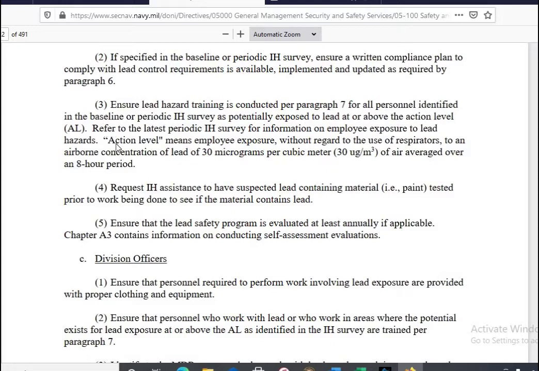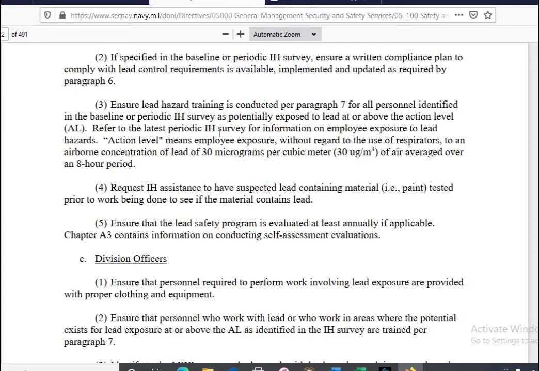So action level is defined as AL. So that's basically like how much employee exposure occurs. So how exposed are you really to lead? Whew, that was hard to get out. So this is what action level, or exposure level, is considered for this instruction.